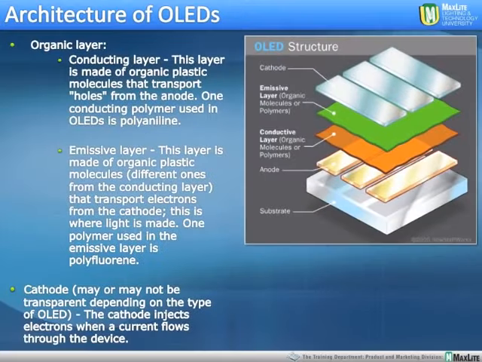In the organic layer, we have a conducting layer. This layer is made of organic plastic molecules that transport holes from the anode, as we mentioned earlier. One conducting polymer used often in OLEDs is polyethylene. The emissive layer, this layer is made of organic plastic molecules different from the conducting layer. These transport the electrons from the cathode. This is where the light is made, where the photons are emitted from. The cathode may or may not be transparent depending on the type of OLED that we're looking to achieve. And we'll discuss more about transparent substrates a little later.